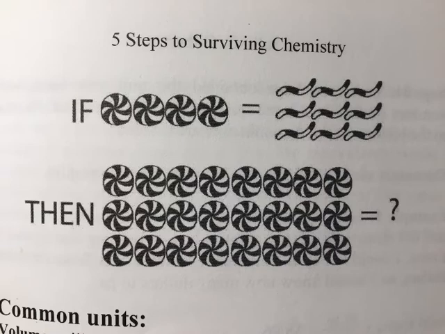Right. Step number 4. Once you have obtained the unit you want, solve. Numbers on the top in the numerator are multiplied. Numbers on the bottom in the denominator are divided. This might sound confusing, so let's see some examples.